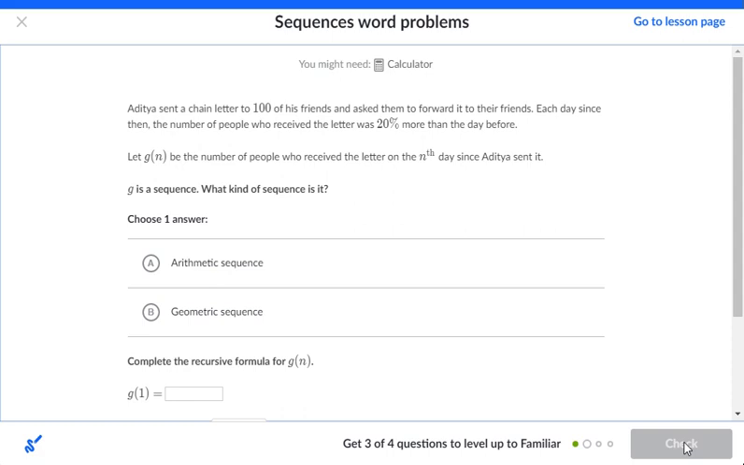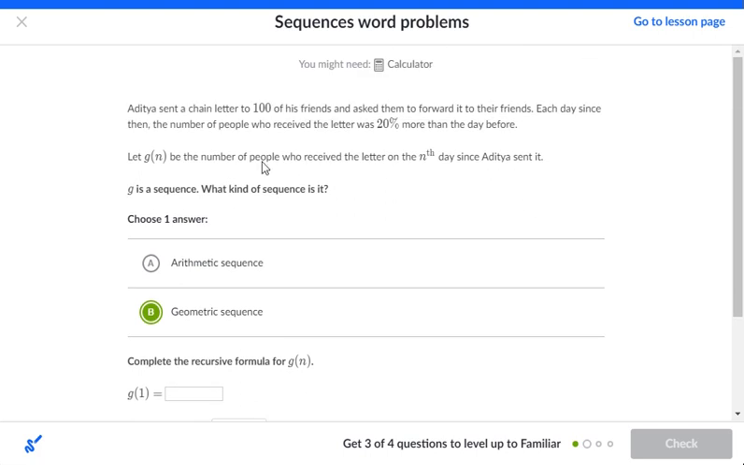Ataya sent a chain letter to 100 of his friends and asked them to forward it to their friends. Each day since then, the number of people who received the letter was 20% more than the day before. So we want to figure out the number of people who received the letter. Okay, so now you see the percentage here. Anytime you have percents, you're going to change to decimals. Percents and even fractions are a good indicator that it's geometric. So this is geometric sequence.